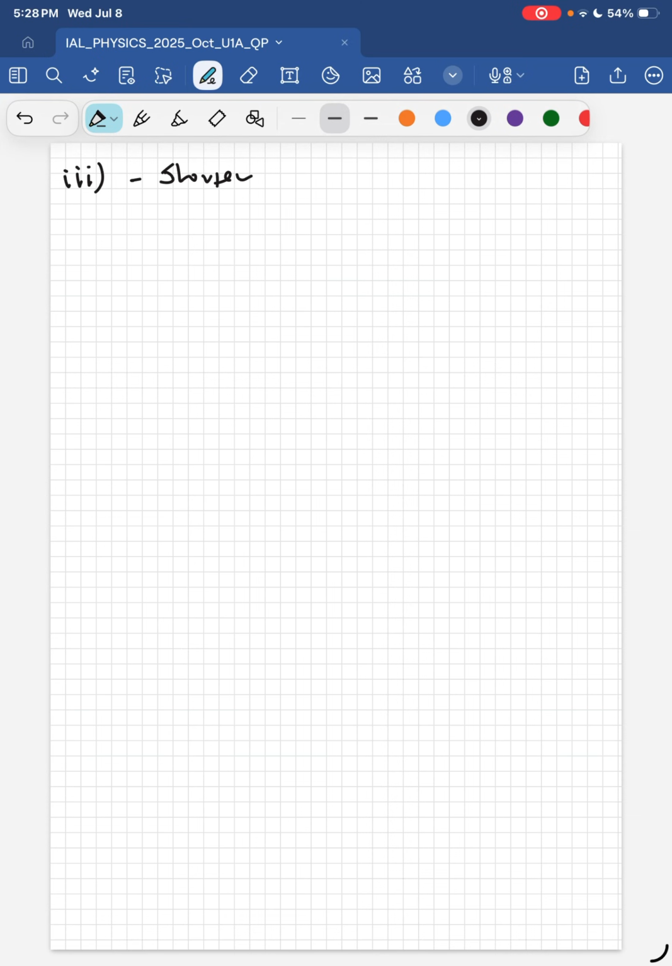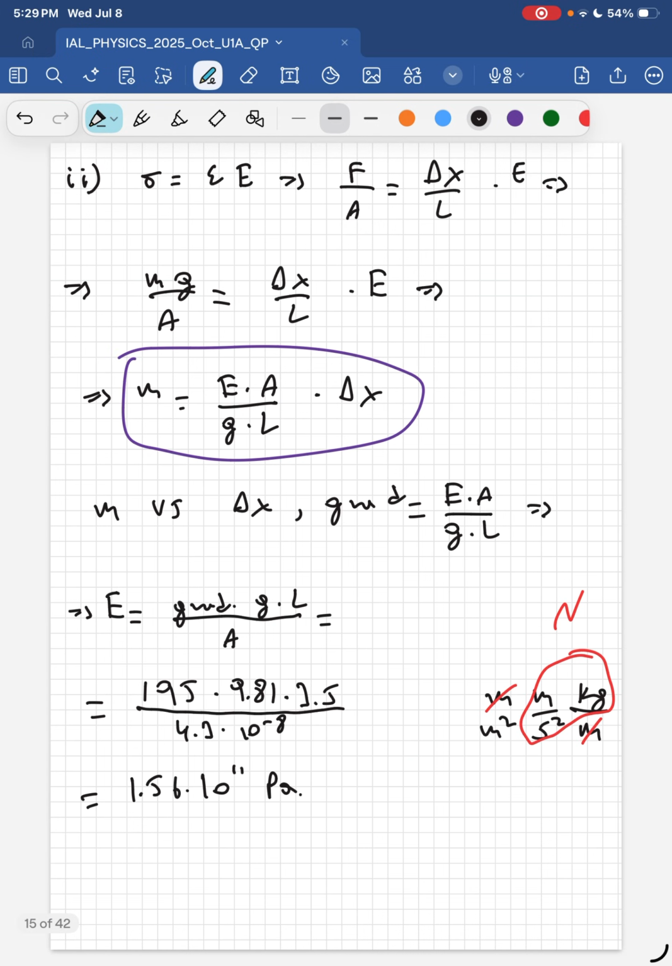Shorter wires, excuse me, stretch less for the same force. And we can see this from this equation. So delta x is proportional to the force and to L.